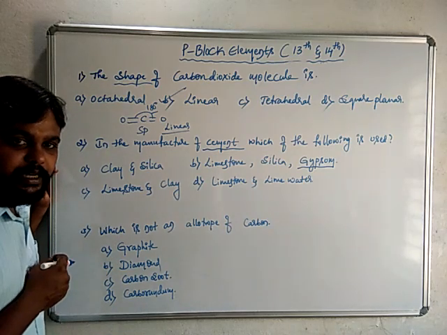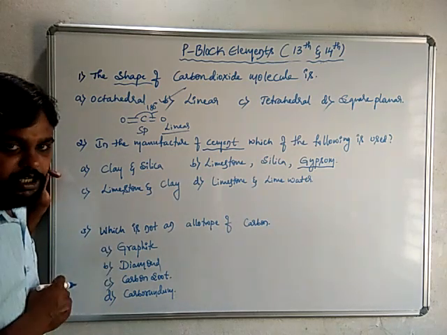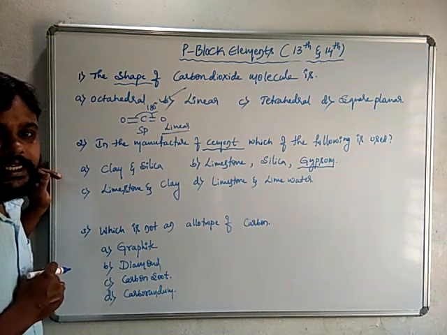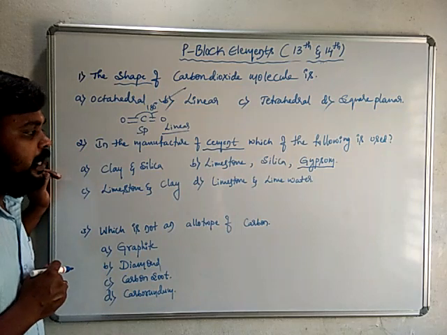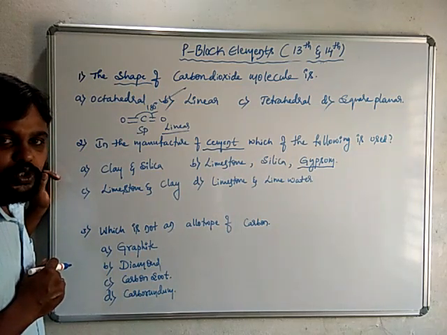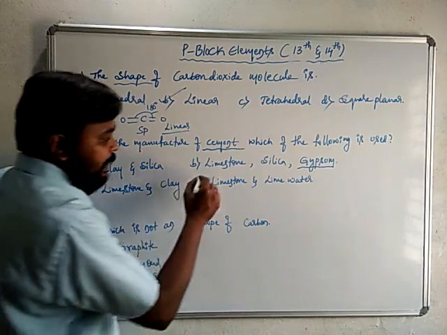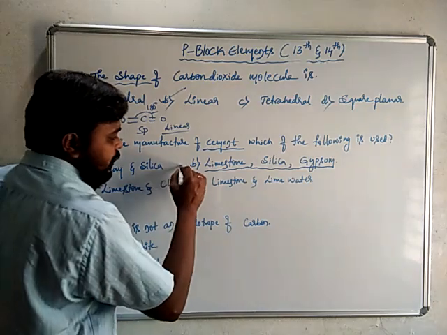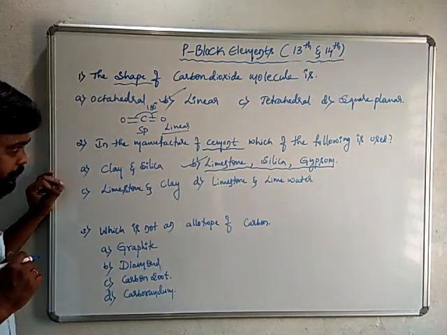The grade of a cement can be identified using the percentage of the gypsum. This gypsum is responsible for hardening of a cement. So that's why the main important chemicals which are used to prepare cement are limestone, silica and gypsum. So that's why the right answer here is B.